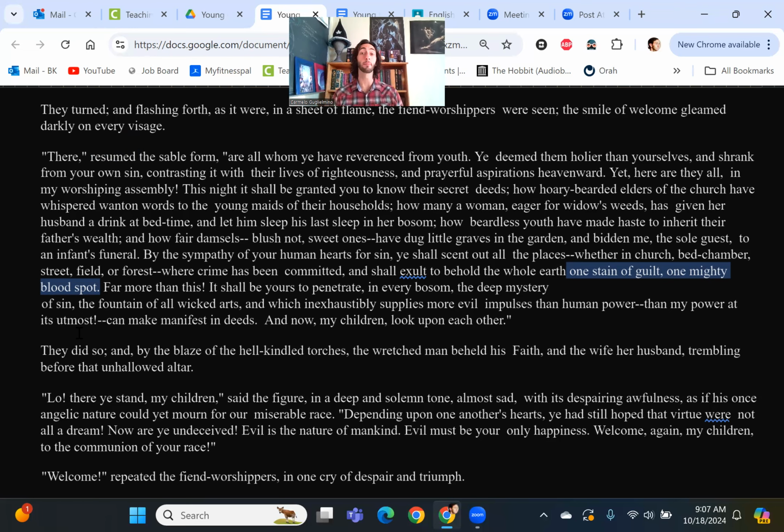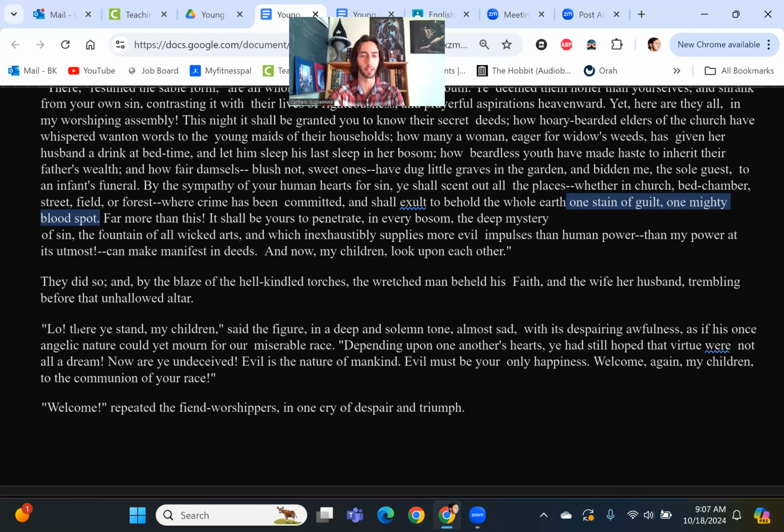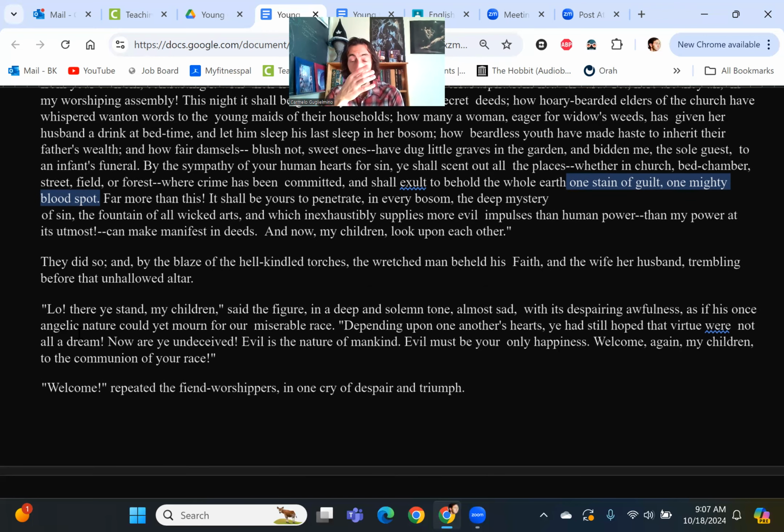So he's basically saying, I'm going to show you that this world is nothing but sinfulness. It's full of sin. It's one blood spot, basically. They did so. They all look at each other. And of course, Goodman Brown sees that the girl standing next to him is who?